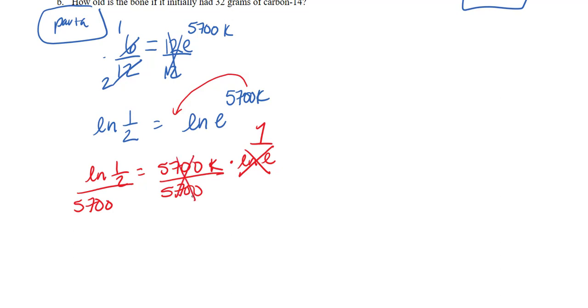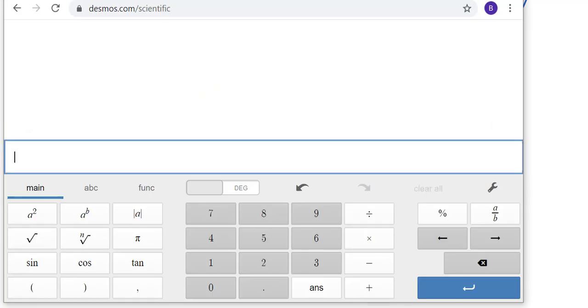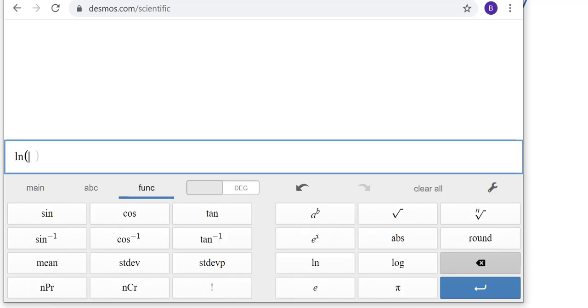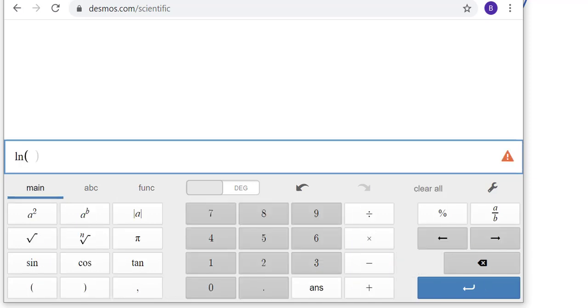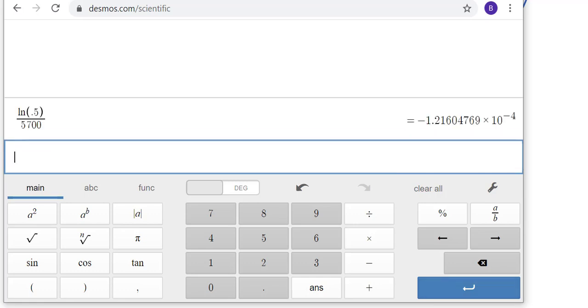So let's get our calculators out. We take the natural log of 1/2, or we can just go 0.5. Then we go ahead and divide it by the half-life time, which is 5,700. And what do we get? Well, we get a really small number. This is negative 1.2160 times 10 to the negative 4. All that means is we're going to move that decimal over to the left 4 times.